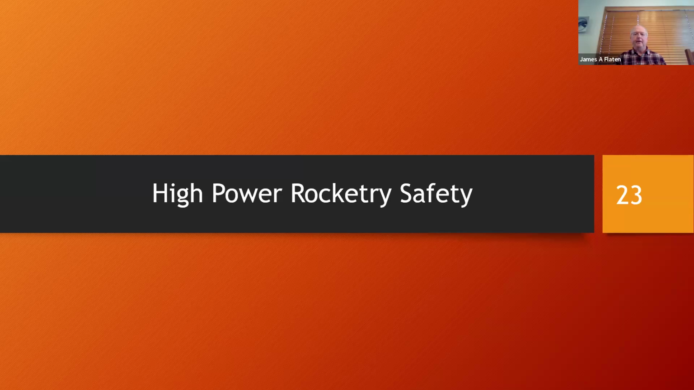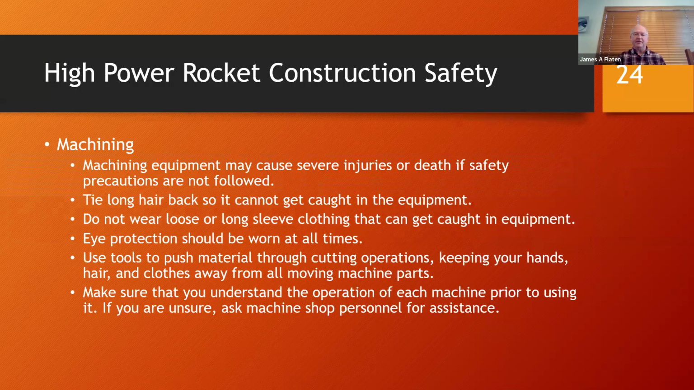A few things about safety. First, some just general construction safety. If you're using machine equipment, you have to make sure that you don't get caught in the equipment. So watch your hair, watch your jewelry, watch your loose clothing, and wear eye protection, please, always. And then make sure that your hands and other things don't get pulled into any cutting operations, perhaps by using appropriate tools for pushing your materials through the cutting operations rather than your hands. And always make sure you know what you need to do with every machine. And typically there would be shop personnel to ask, and perhaps shop personnel to oversee or even to assist while you're doing machining.